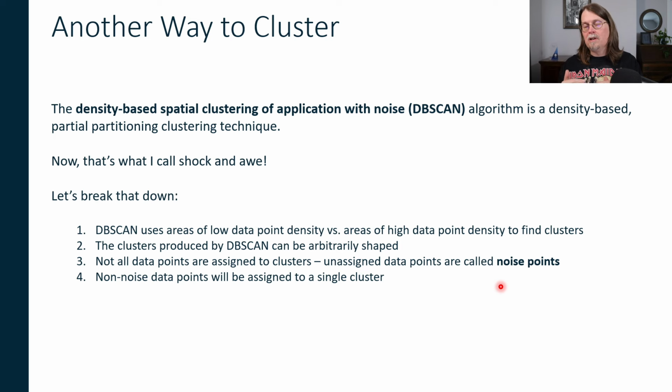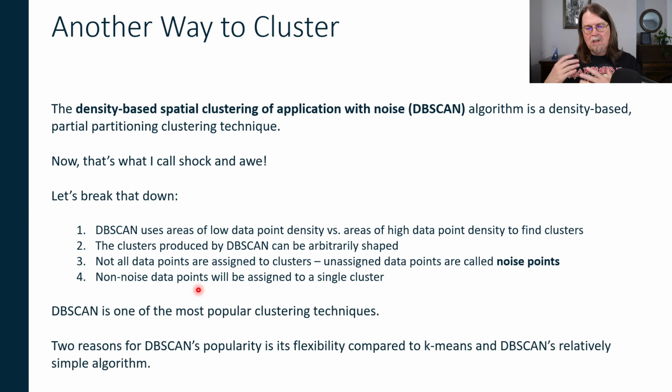So not all your data will be clustered, but you will also get a designation in your Python code for any row that was not clustered. Every row that was considered a noise point, you can find that out if you'd like. The last thing to know is that if a row of data, which is considered a data point in cluster analysis, is assigned to a cluster, that is, it's not a noise point, it is going to be assigned to one and only one cluster.